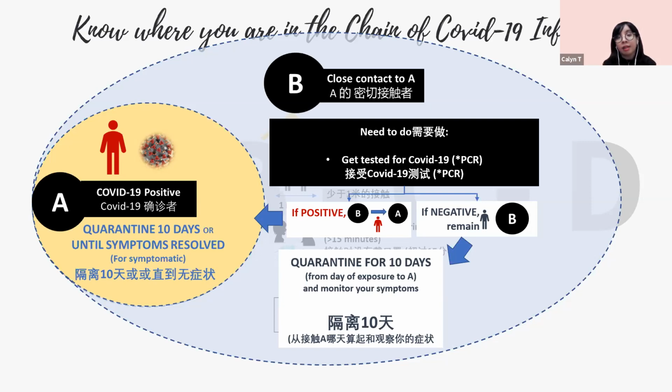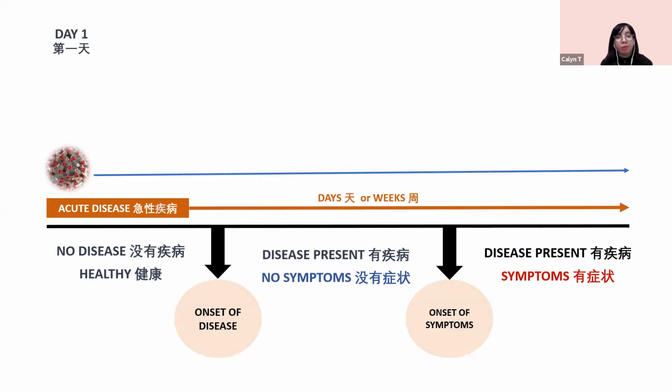Now, this is where I think we need to really understand the why, because getting one negative doesn't mean that I am negative. If you remember this, we start from no disease, healthy. We may have disease but no symptoms, and we may have disease with symptoms. And for COVID-19 this is usually in the form of days. So it's about 10 days by research. Now we are thinking it's more likely that the incubation period is within this period. So incubation period of 10 days.